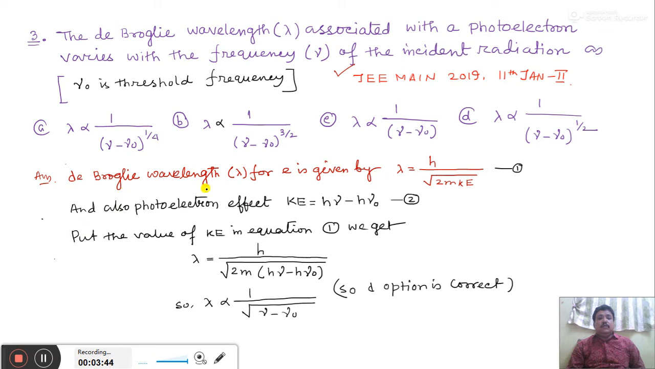We know the de Broglie wavelength lambda for an electron is given by lambda is equal to h by root over 2mKE, where KE is kinetic energy and m is the mass of the particle, here the electron. In the photoelectric effect, KE is equal to h nu minus h nu 0. Putting the value of KE in equation 1, we get lambda varies as 1 by root over of nu minus nu 0. So option D is the correct one.